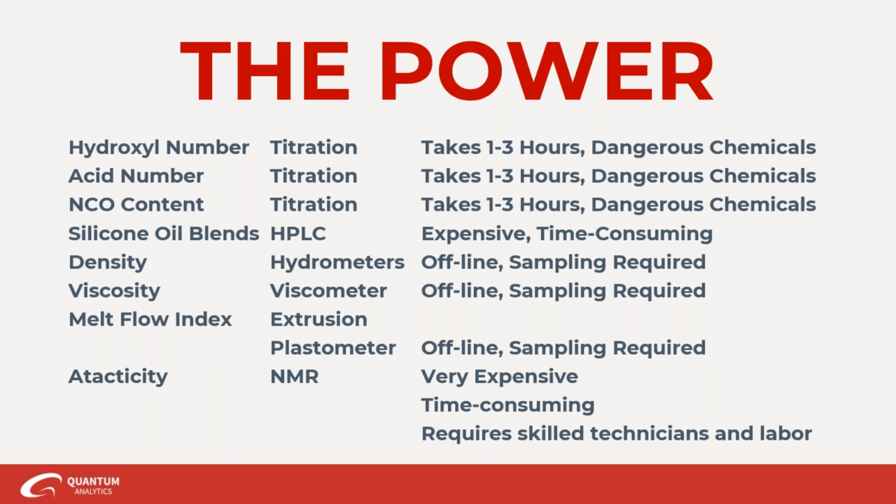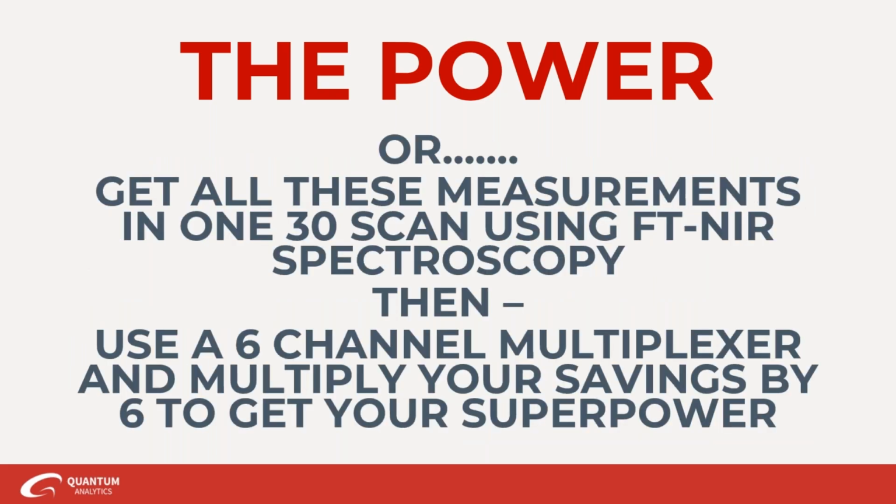And then the 4 physical properties. The first 3, those instruments aren't really all that expensive, but you do have to use them offline. It does require sampling from the dangerous environment. But then the atacticity, requiring the NMR, is very expensive, time consuming, and requires skilled technicians and labor. So you could go through all this stuff and all this mess, or you could get all these measurements at one time in one 30-second scan and light reading using FT-NIR spectroscopy.